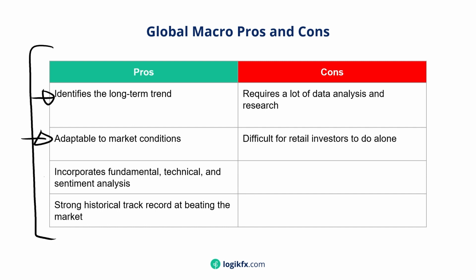The next thing, it incorporates fundamental, technical, and sentiment analysis. This is great because now you've got a multi-dimensional look at the market. You're not just using technical, you're not just using fundamental, you're not just using sentiment. You're using all three to get a holistic three-dimensional look, and this will help you keep track of what's going on and make sure you don't get blindsided by any unexpected results or black swan events. And finally, it has one of the strongest track records of any trading strategy out there. It's used by the top investors in the world like Ray Dalio.